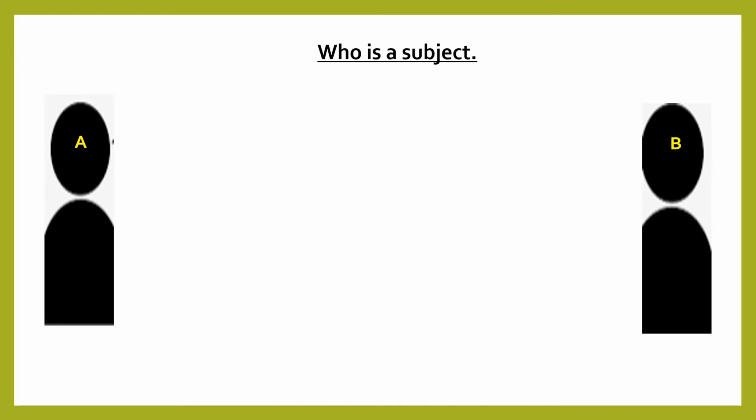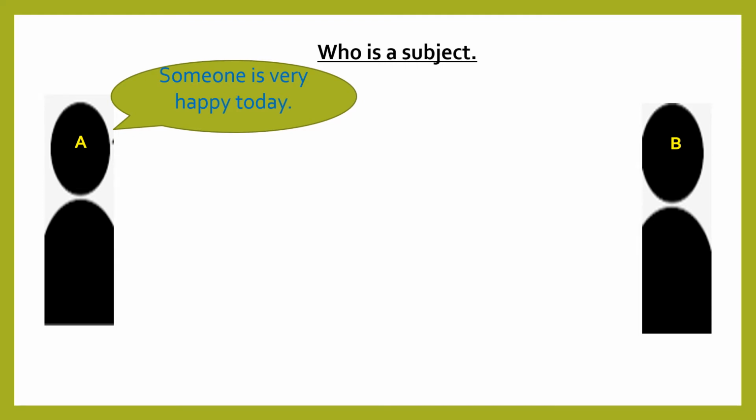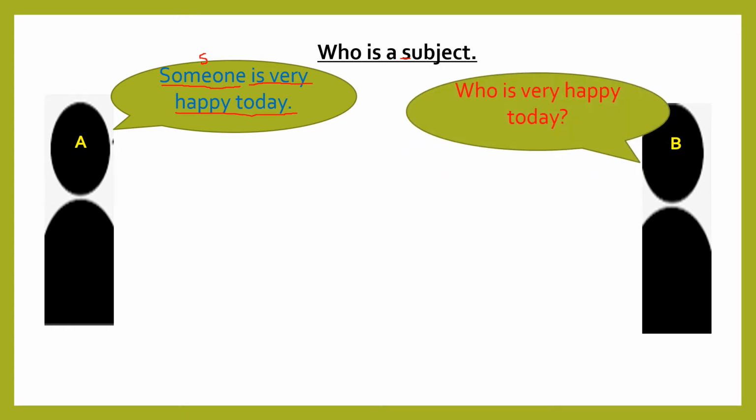Okay, now we are going to look at questions starting with who, which is a subject. Who is a subject? For example, A says, someone is very happy today. And B wants to know who that someone is. In this sentence, someone is a subject S. When you want to know about the subject person, who, the rest stays the same, doesn't change. So B's question will be, who is very happy today?